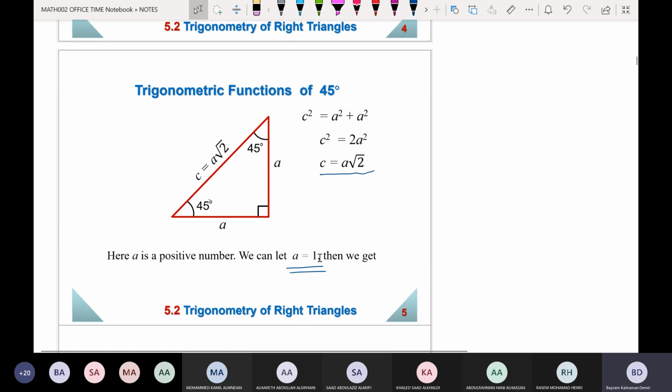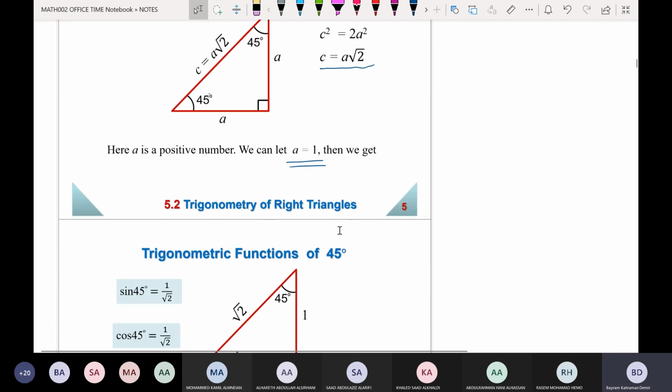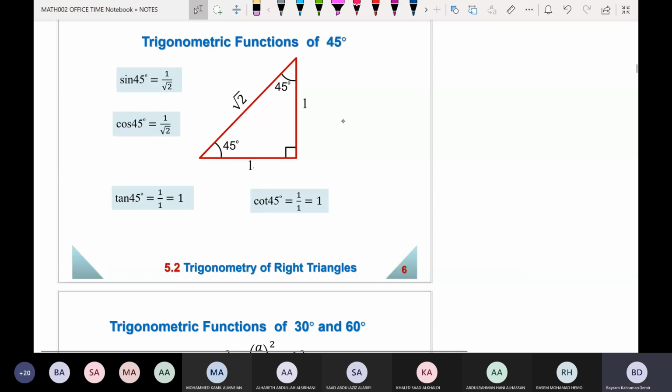If you choose a equals 1, Shabab, you will get a clear, nice picture, which is 1, 1, and root 2 here. So you can see the sine and cosine of 45 degrees are both equal to 1 over root 2. And tangent of 45 is 1, and cotangent of 45 is also 1.